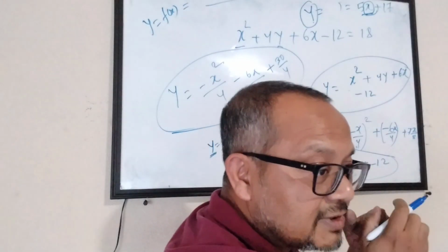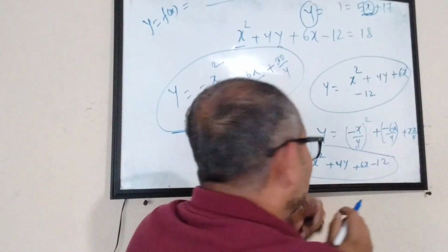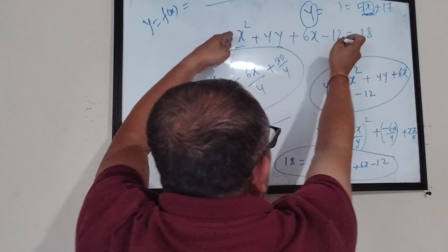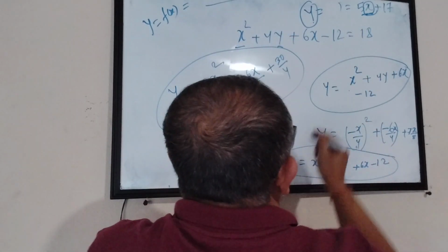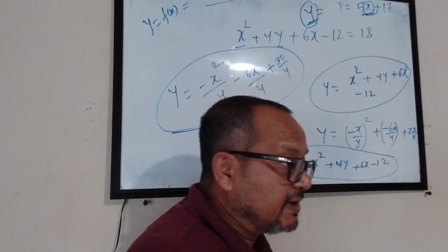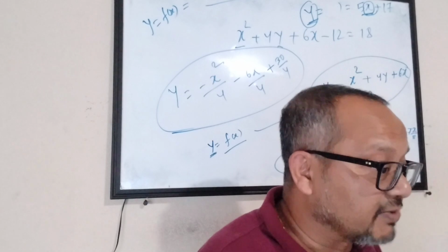Don't do that, hold it. When I have both the variables x and y on one side of the equal to sign, what I want to do is get y on one side and everything else on the other side. That way, y becomes a function of x. That's what we are trying to do.